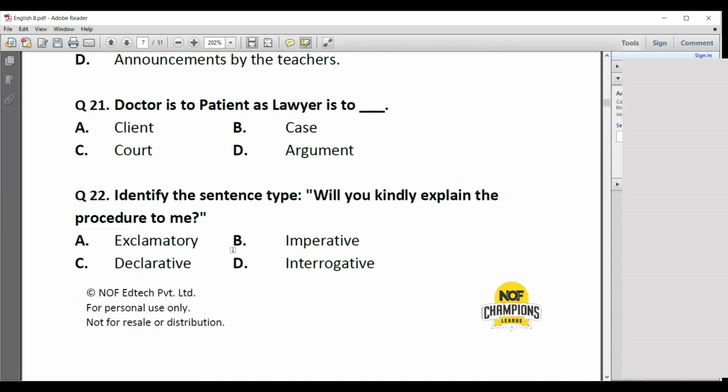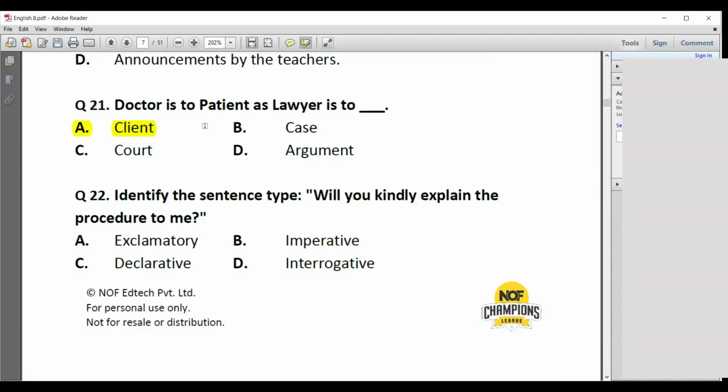Question 21. Doctor is to patient as lawyer is to A. Client. B. Case. C. Court. D. Argument. It is an analogy. Let us decode the analogy. A lawyer represents a client, just as a doctor treats a patient. Hence, the correct option is option A, client.